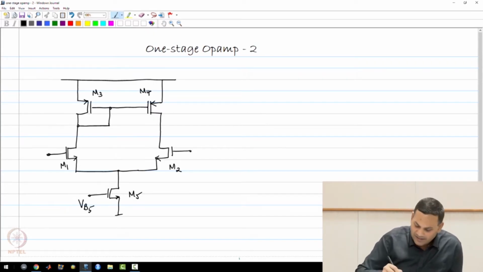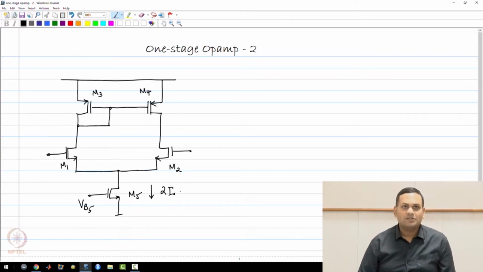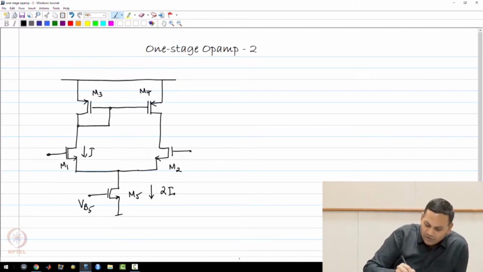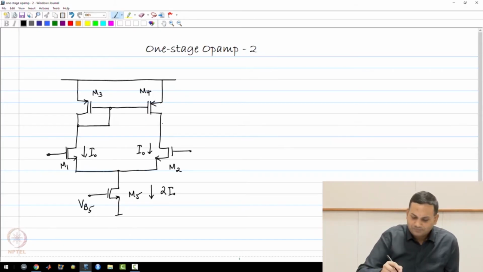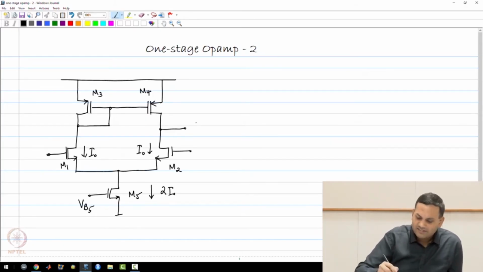We saw earlier that M5 carries a current 2I0, and purely because of the symmetry between M1 and M2, there will be a current I0 through each of these 2 sides, and the output is taken at the drain of M2.